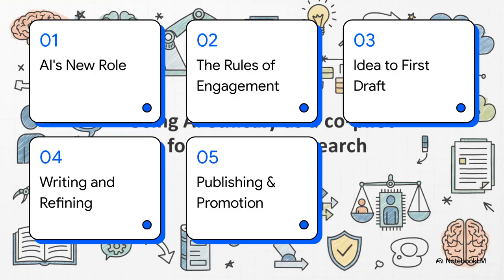So here's how we're going to tackle this. First, we'll look at AI's new role in all this. Then we'll set up some really important ethical ground rules. After that, we'll walk through the whole process, step by step, from coming up with an idea to actually writing the paper, and then finally, how to get your work out there.